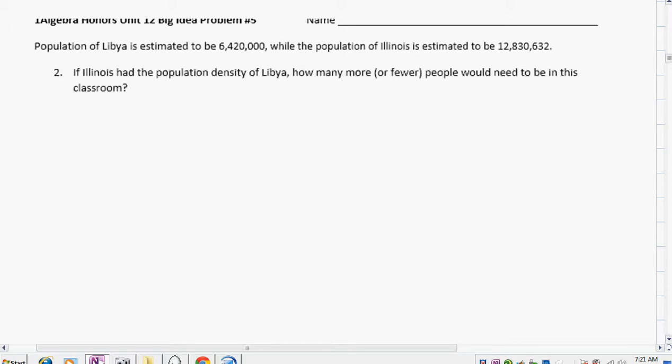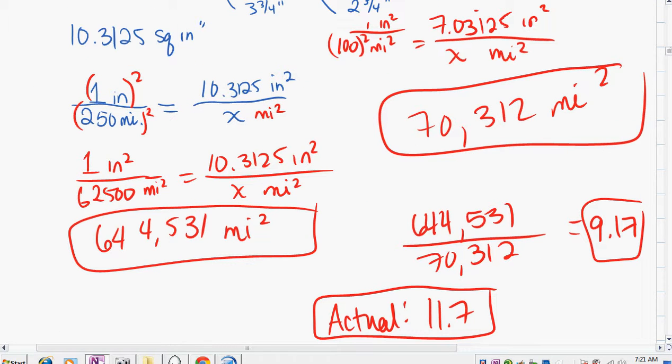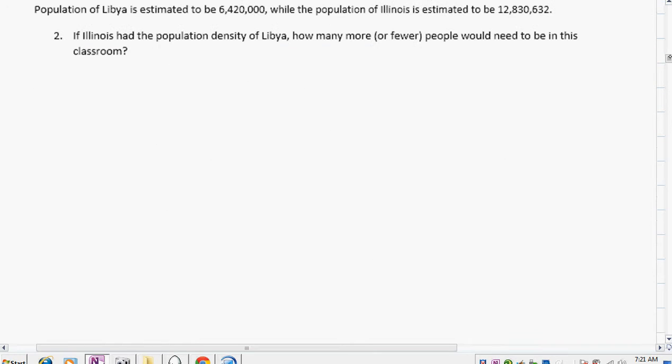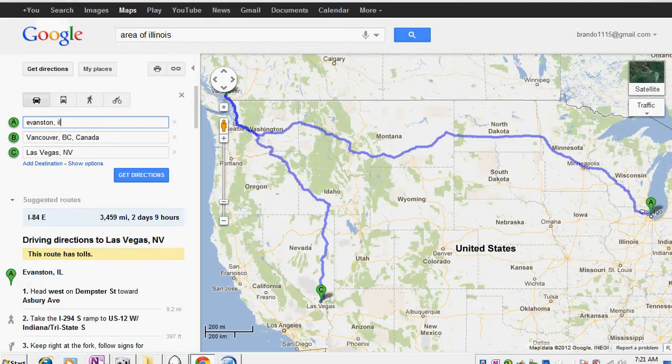Now, in a prior problem, we were talking a lot about the size of Libya and the size of Illinois. Just as a refresher, we determined that the size of Libya was 644,531 square miles, and Illinois was 70,312 square miles, just by using Google.